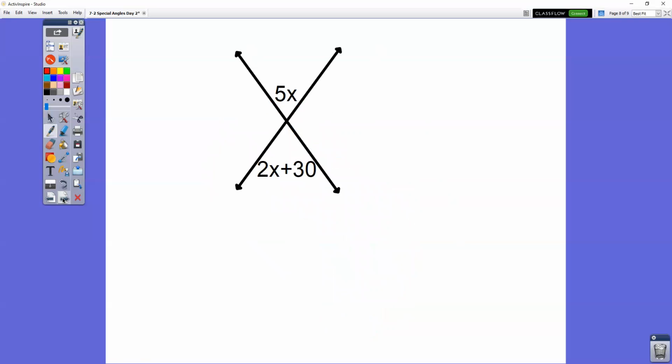Go ahead and try this one on your own, please. Set up an equation, solve for x, sub it back in to find the missing angles.